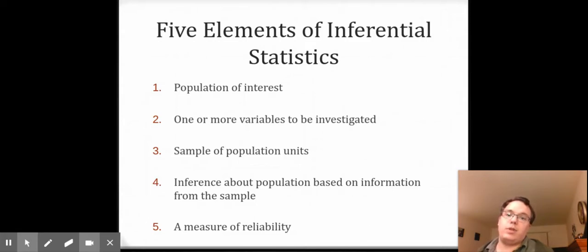So, for example, when you look at political polls for the upcoming election, they only ask a sample of the population. They take what they know about that sample and infer it to the entire population to make a guess about who will win. And we all know that there is a chance for error there, so that's the measure of reliability.